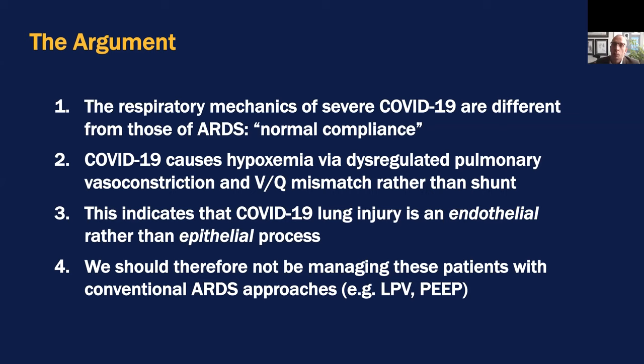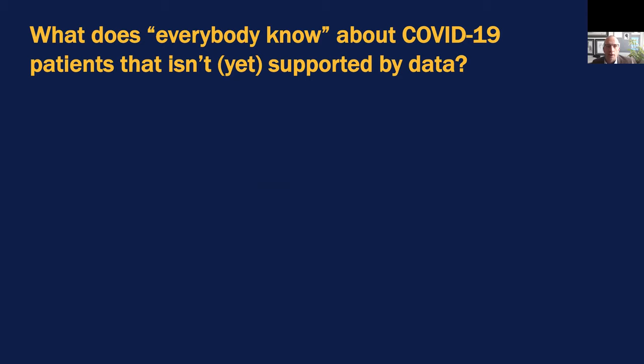And we've known that dead space is quite prognostic in patients with ARDS. So it's not to discount the contributions of the endothelial side of the equation, but we really should not throw out the window everything we've learned from ARDS over the last 15 years. And I think that definitely applies for argument number four here, which is that we should not throw out our best practices like lung protective ventilation and PEEP, according to a theory that really just is not borne out by physiologic evidence. So I'll ask this question: what else does everybody know about COVID-19 patients that isn't yet supported by data?